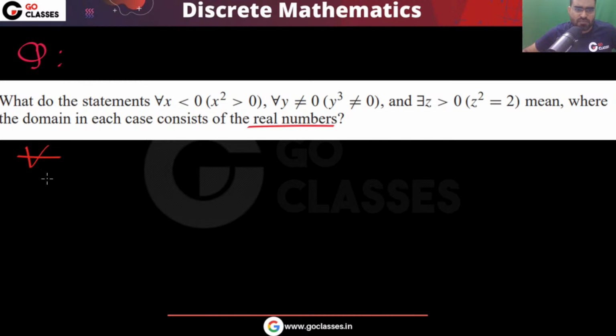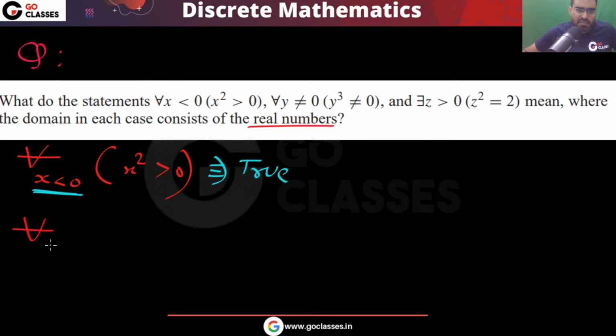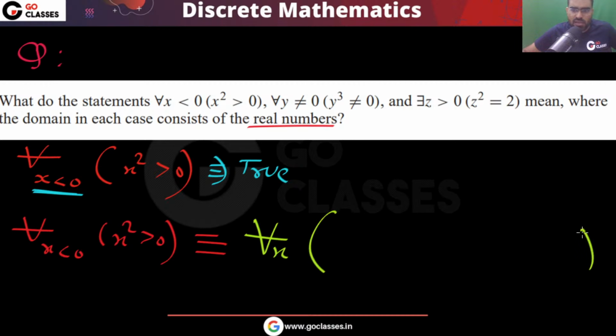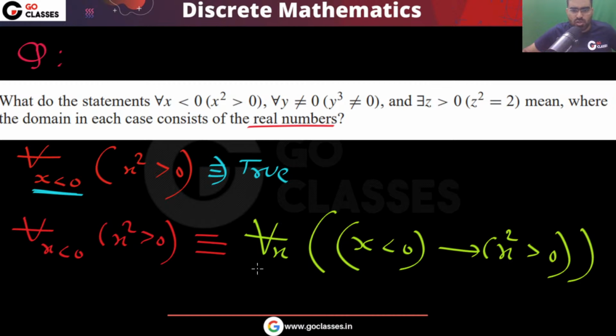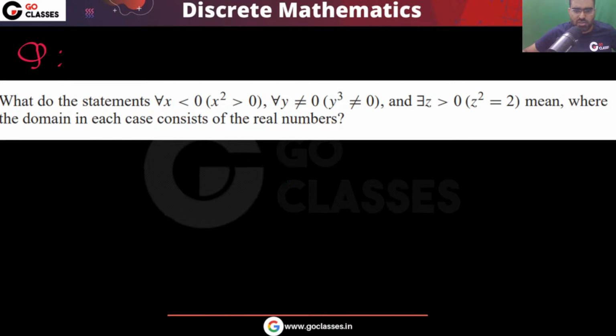Now you are saying that for all x less than 0, x square is greater than 0. For every x which is less than 0, x square is greater than 0. Yes, this is true, right? Of course, this is definitely true. You can also write the same statement like this: for all x, if x is less than 0, then x square is greater than 0. So this is also true. Very simple question. Now let's see the next.